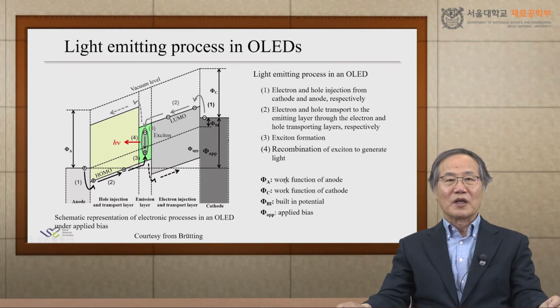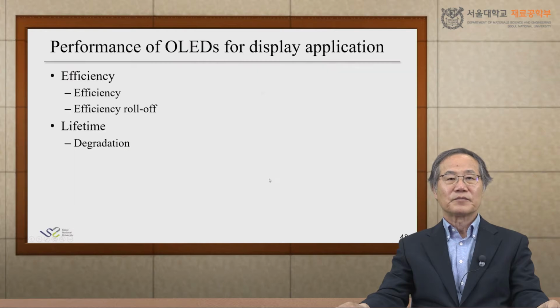Now let us move on to the light emission process in OLED using this schematic representation of an OLED under applied bias. This is the anode, and this is the three-layer case. Here electrons and holes are injected and form excitons in the emitting layer by recombination of electrons and holes, which emit light. So this is the process, and I show you some potential of this anode and work functions and so on for this case.